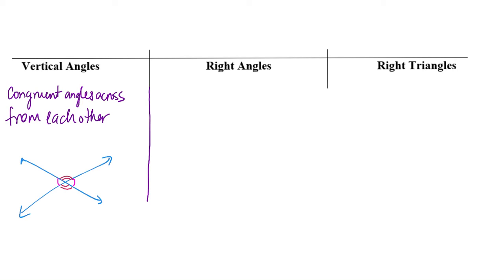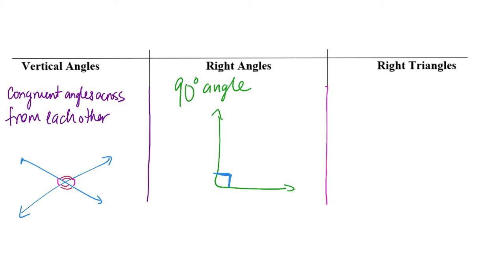Right angles, these are things you've seen before. It's a 90-degree angle. Like I said, it's always going to be marked with that little square in the corner to show that it's a 90-degree angle. Now, if it looks like a 90-degree angle but it doesn't have that little box, then it's not a 90-degree angle. You cannot assume that it's a 90-degree angle. It has to have that little marker in there.